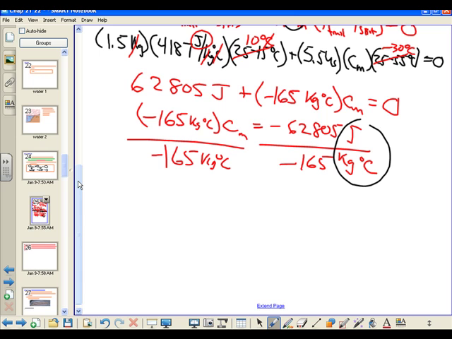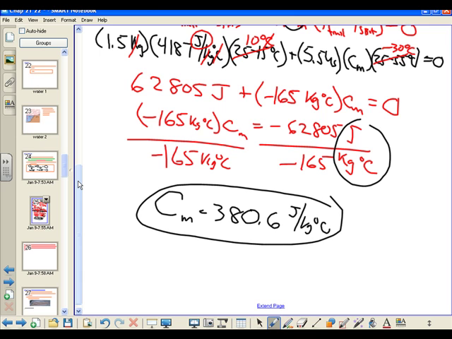And when I divide 62,805 by 165, I get a specific heat of the metal of 380.6 joules per kilogram degrees Celsius. And if you look at your procedure sheet, on the back side is a chart of different metals. What metal is this specific heat close to? Copper. So in my lab, if this is the value I got for my final average, I would say this has a good chance of being copper.